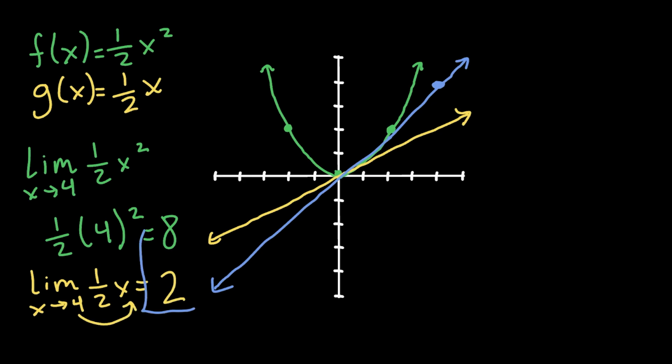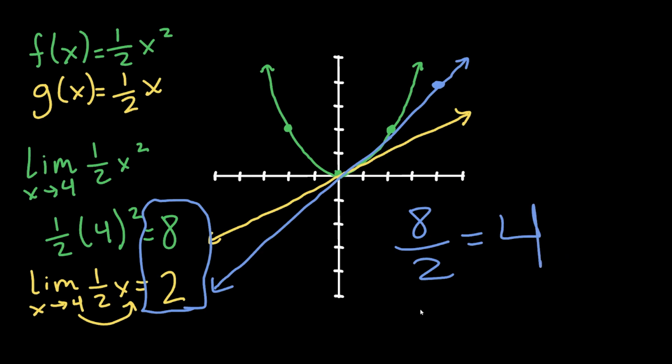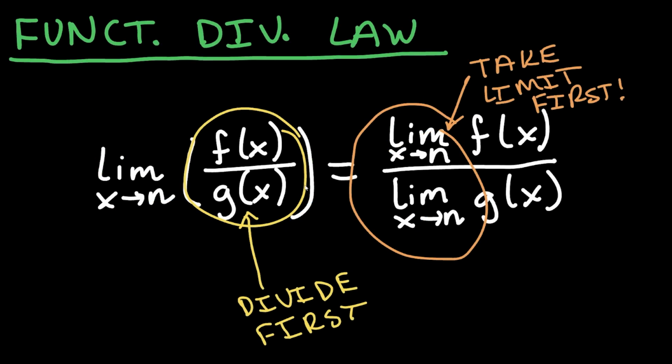And see, that's already a good sign. We have 8 and 2. And what do we know 8 divided by 2 is? Sure enough, 8 divided by 2 is also 4. So therefore, from this approach as well, we can also conclude that the limit of f of x divided by g of x equals 4. And this yet again just goes to show that it doesn't matter if you take the limit first or if you divide first. Either way, you'll still get the same answer.